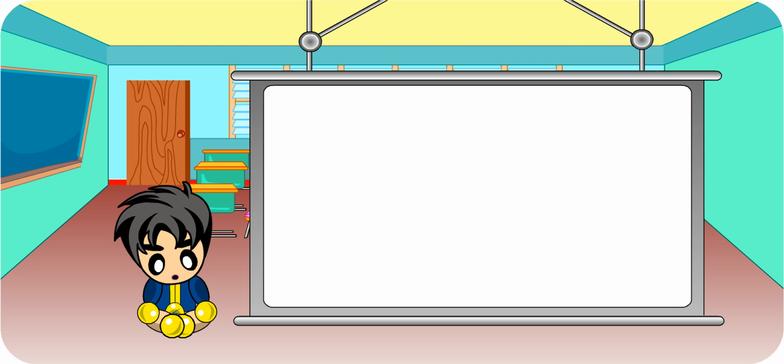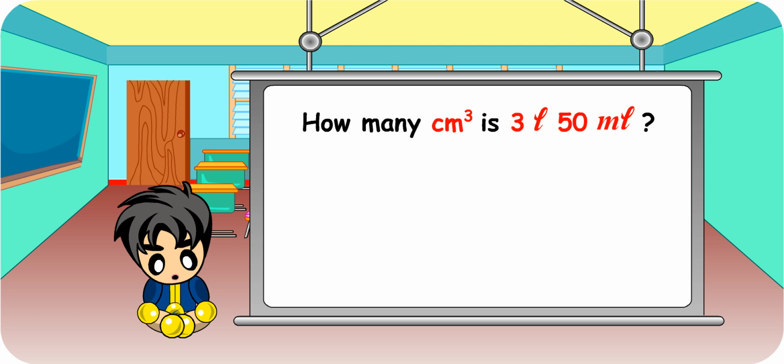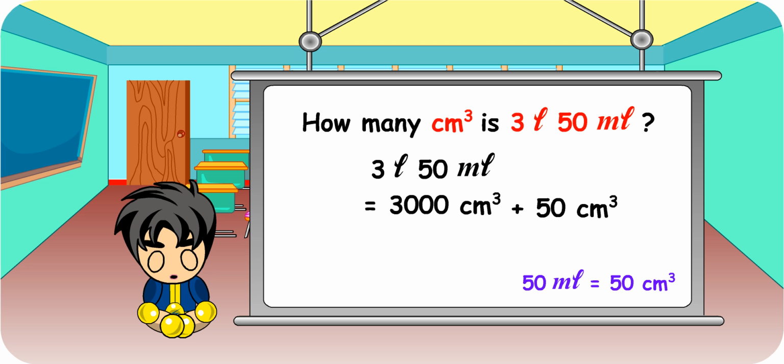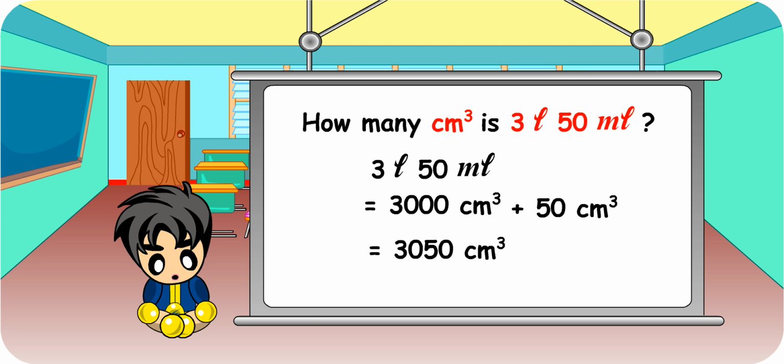Excellent! How many cubic centimeter is 3 liter and 50 milliliters? 3 liters equals to 3000 cubic centimeters and 50 milliliters equals to 50 cubic centimeters. 3000 plus 50 equals 3050. Thus, 3 liters 50 milliliters is 3050 cubic centimeters. Wow, Turbo Boy, you learn very fast. Let's go on to the activity.